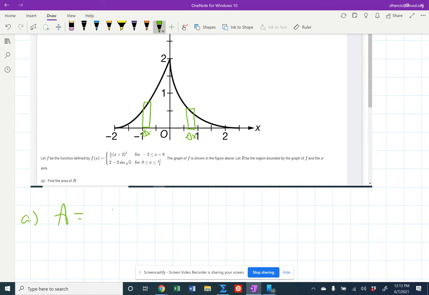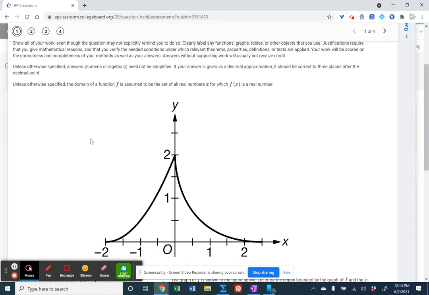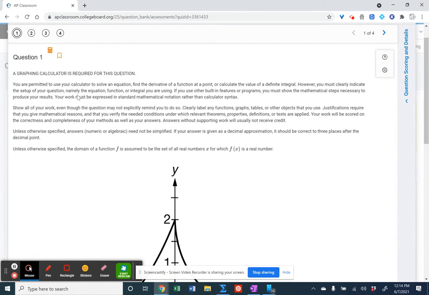The area of R, so the first one goes from -2 to 0 of this 1/2 x plus 2 squared with respect to x, and then plus the integral from 0 to pi squared over 4 of the 2 minus 2 sine square root of x dx. And then we just, I think this is a calculator active question. I need to go double check that. So, because you can't do that second integral by hand. Yeah, this is a calculator active question.